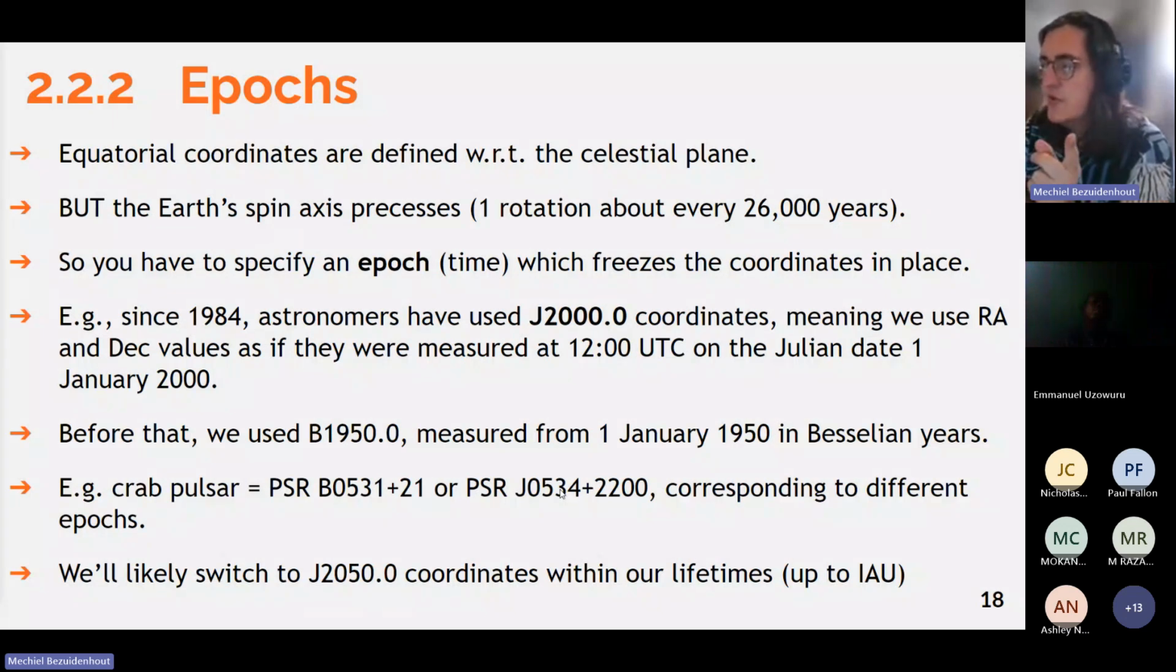So we switched to J2000 coordinates in 1984. We'll probably switch to J2050 coordinates within our own lifetimes. That's a decision that will be up to the International Astronomical Union. I'm not aware of any talks about changing those coordinates, but they will have to change at some point, at which time all of our coordinates will change again. So it's going to be a big pain to convert to these new coordinates, but it's just something that you have to do because the Earth's axis precesses.